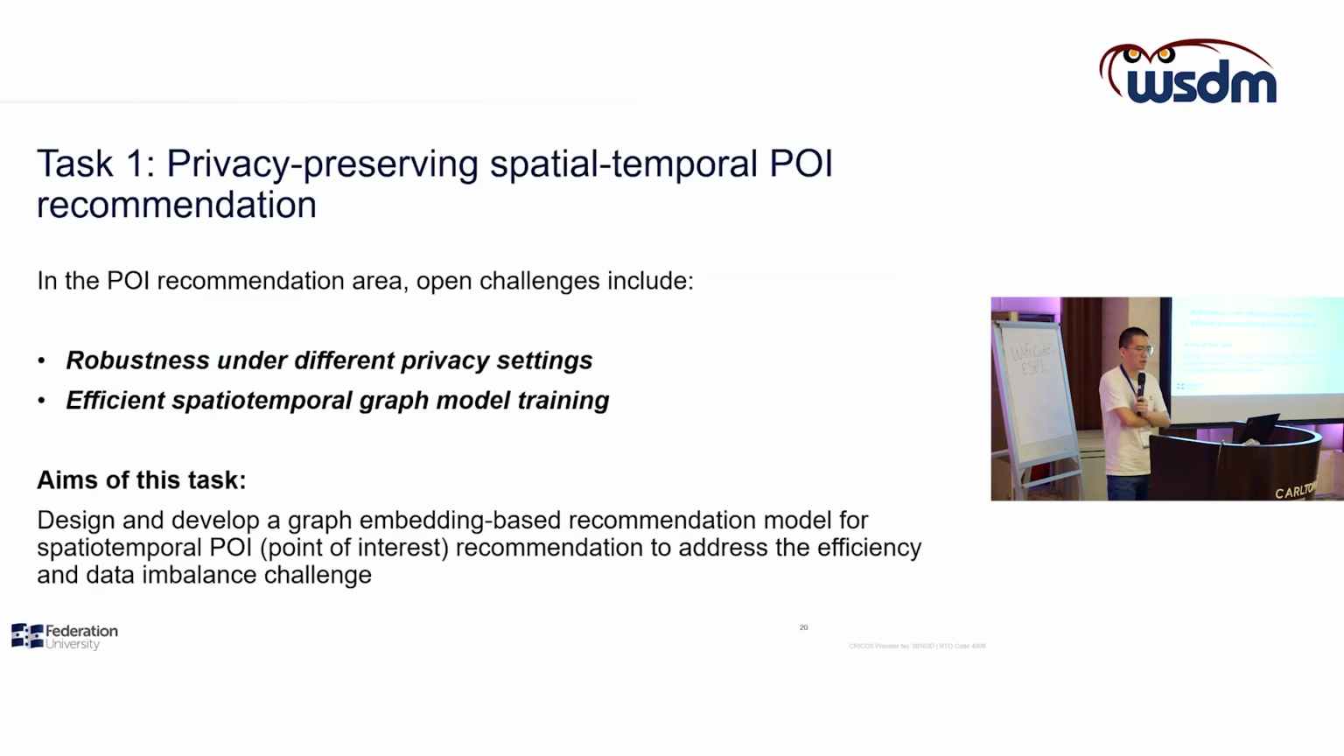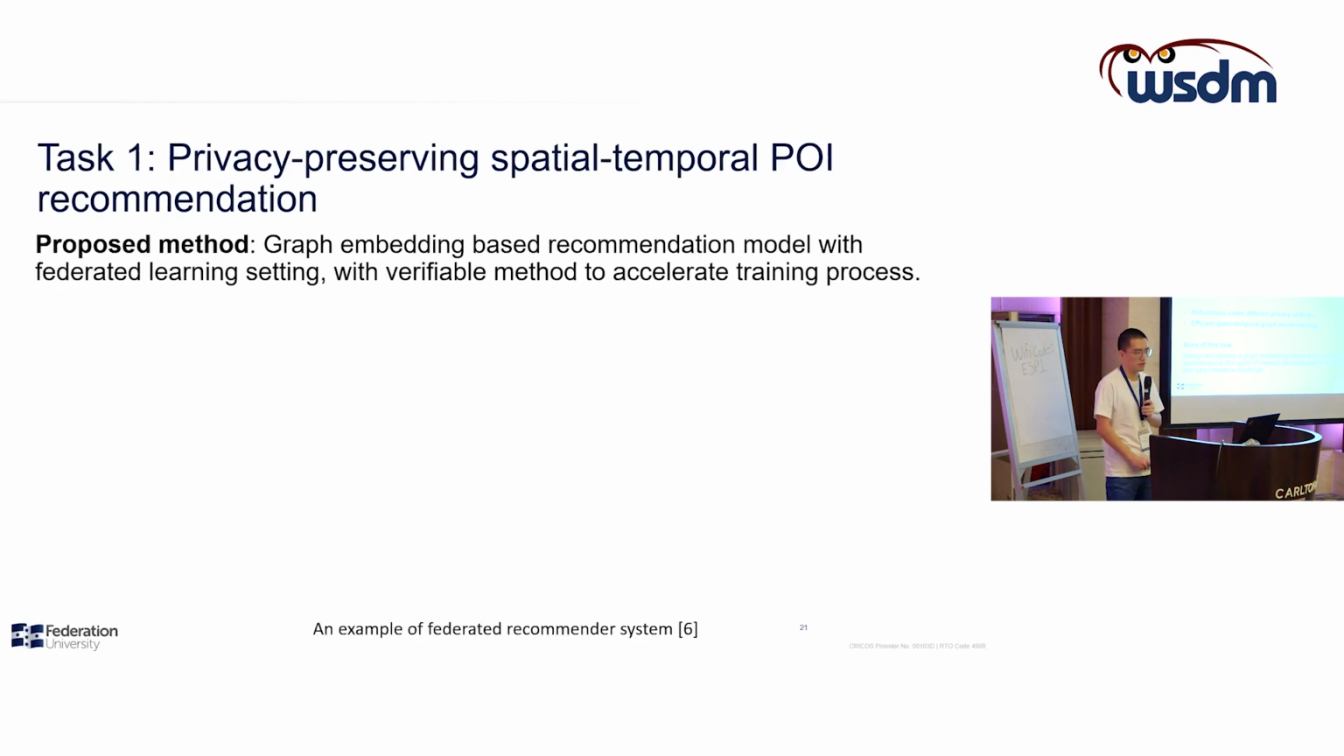The first task is about privacy preserving spatial-temporal POI recommendation. In the POI recommendation area, open challenges include robustness under different privacy settings, and second is efficient spatial-temporal graph model training. So the aim of this task is to design and develop a graph embedding-based recommendation model for spatial-temporal POI recommendation to address efficiency and data imbalance challenges. The proposed method is to use a graph embedding-based recommendation model with federated learning settings and with a verifiable method to accelerate the training process.